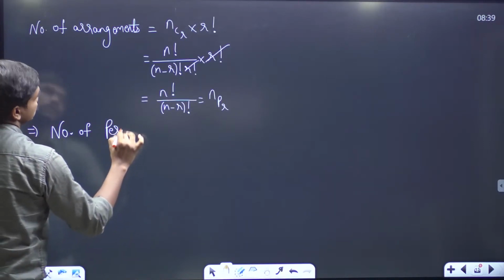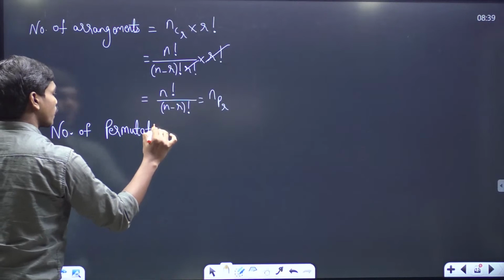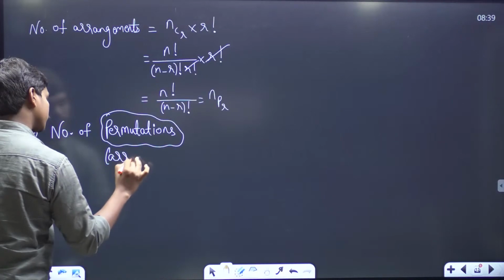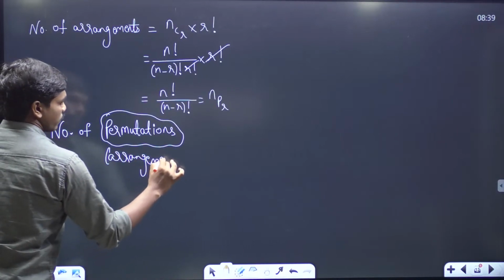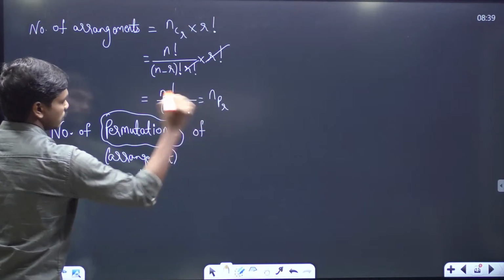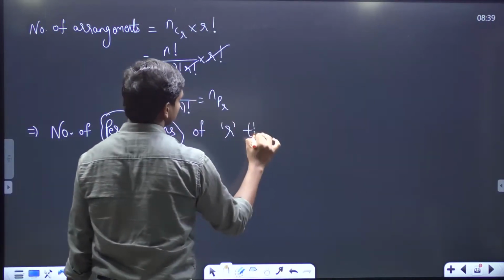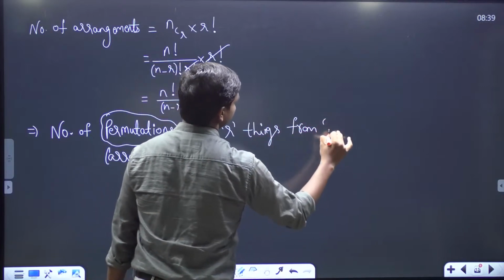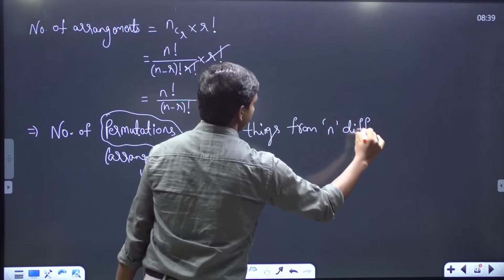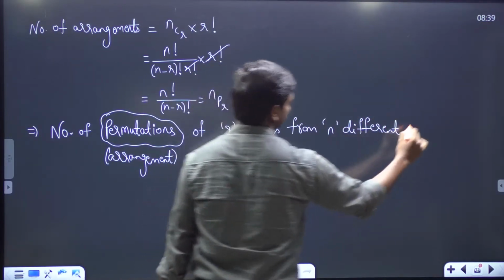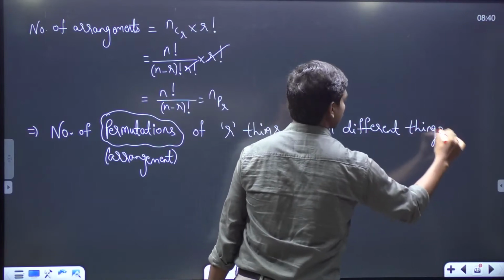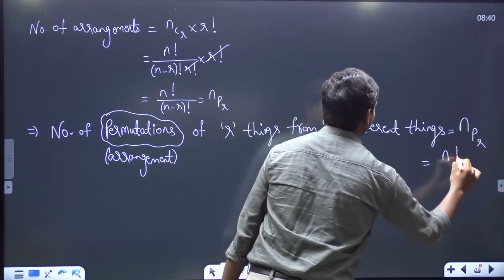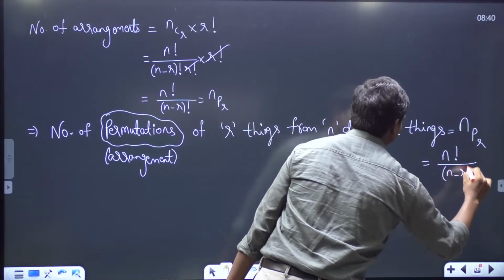So number of permutations means, this word permutation means arrangement. Number of permutations of R things from n different things is equal to NPR, which is given by this format, n factorial divided by n minus R factorial.